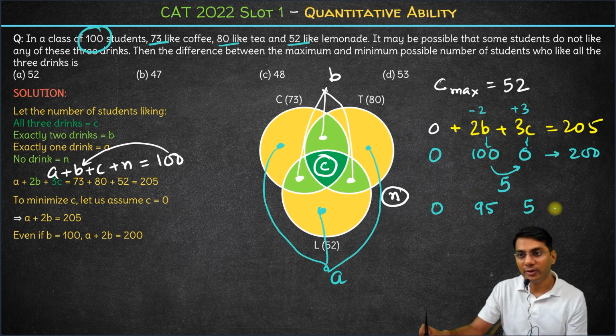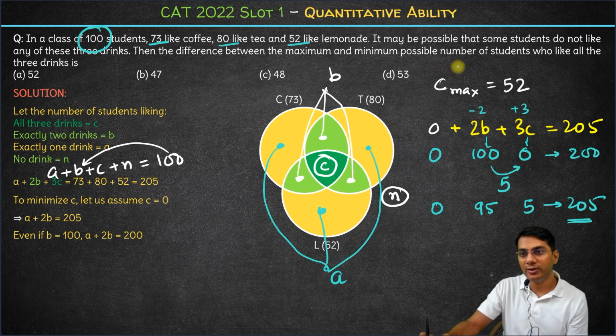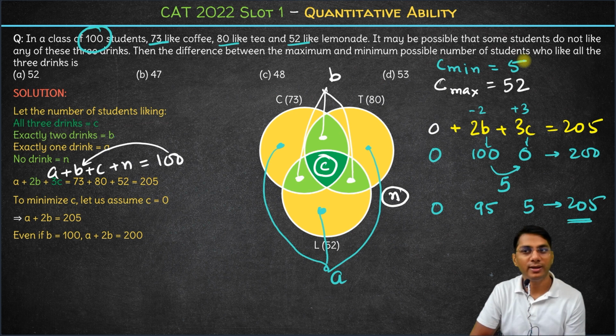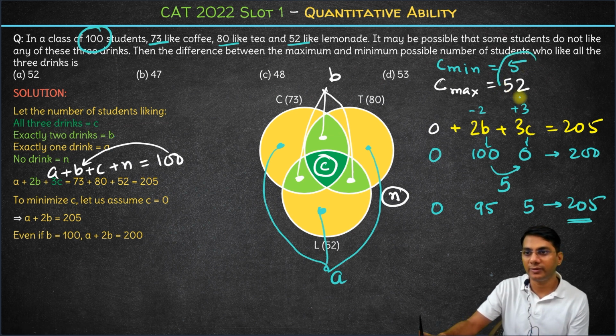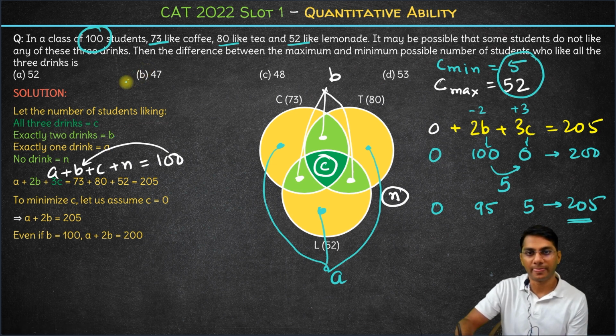So in this case, what will be the sum? Twice of 95 is 190, plus thrice of 5 is 15. 190 plus 15 is 205. Hence, the least possible value of C is 5 here. The maximum value of C is 52, the minimum value of C is 5. So the difference between the maximum and the minimum value of C is going to be 52 minus 5, which is 47. Hence, the answer here is 47.